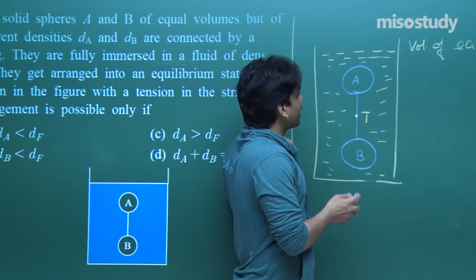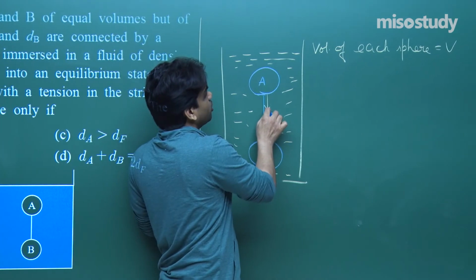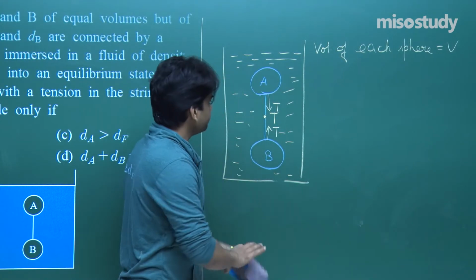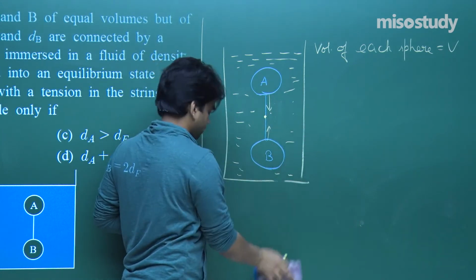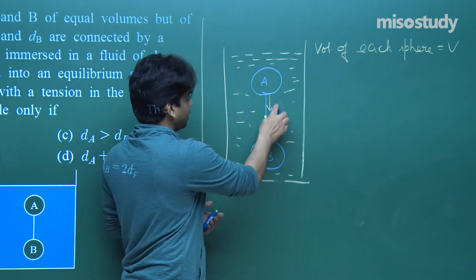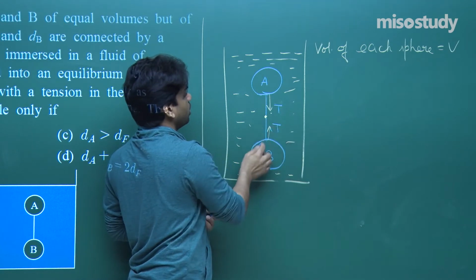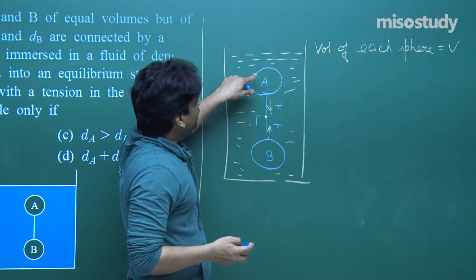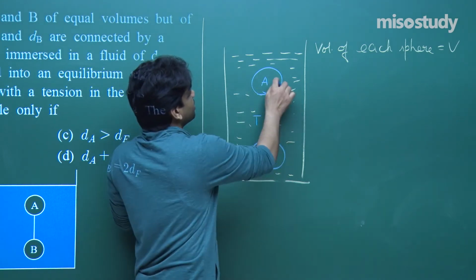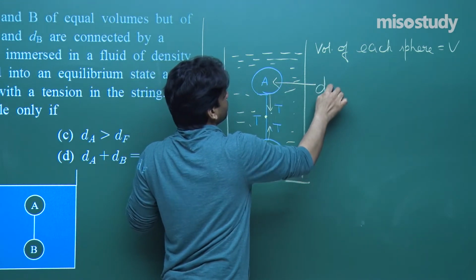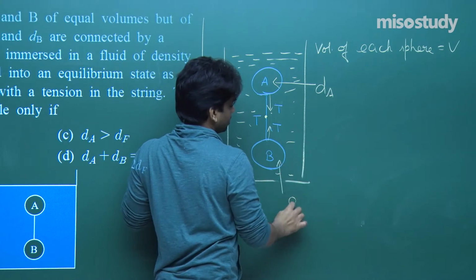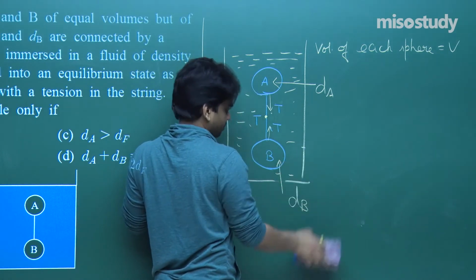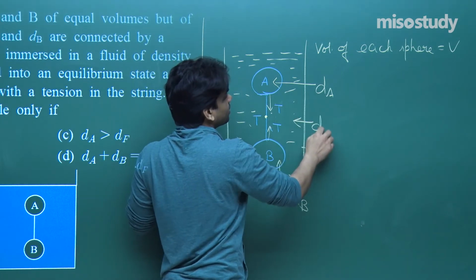Now you see here, again tension will be acting in the downward direction on A, and on B tension will be acting in the upward direction. Tension acting along the downward direction, tension acting along the upward direction, that is what I have marked on both these spheres. Now they have different densities. Its density is given as dA, its density is given as dB, and the fluid density is given as dF.